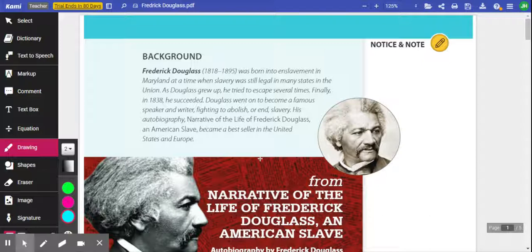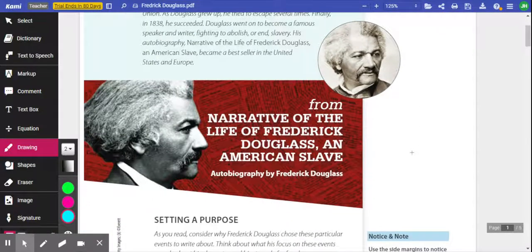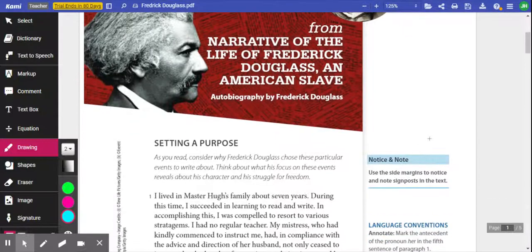So, Frederick Douglass was born into enslavement in Maryland at a time when slavery was still legal in many states in the Union. As Douglass grew up, he tried to escape several times. Finally, in 1838, he succeeded. Douglass went on to become a famous speaker and writer fighting to abolish, or end, slavery. His autobiography, Narrative of the Life of Frederick Douglass, an American Slave, became a bestseller in the United States and Europe.